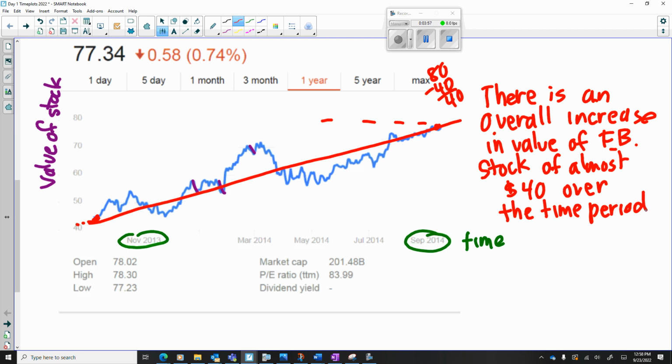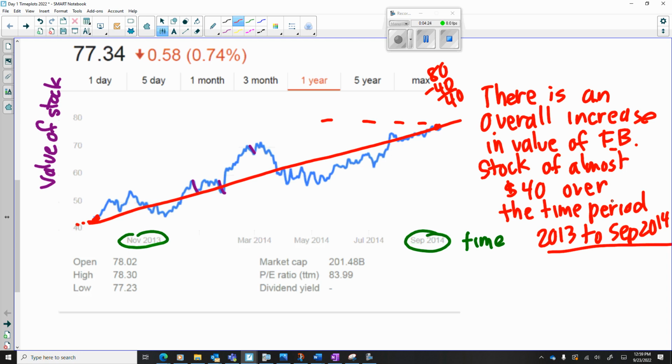from a little before November 2013 to September 2014. Okay, so notice again, I'm using context. The context of the problem is the amount of money, or the value of the stock. Notice I'm saying the word Facebook, and notice I'm specifically referring to the time period that is being measured here.